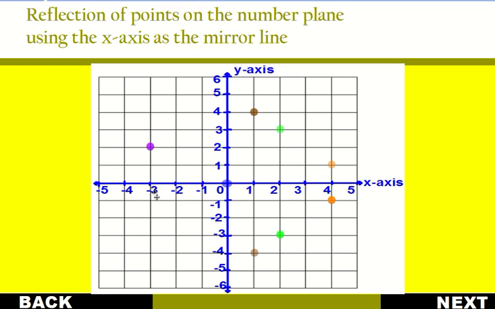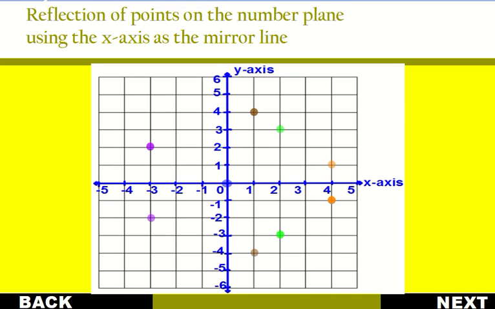It's 2 units above the mirror line. So if it is reflected, where can the image be located? When this point is reflected, its image can be found here, also 2 units beneath the mirror line. I trust you get the first part of the lesson.